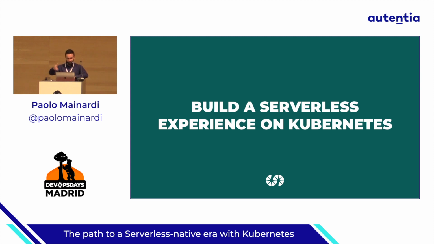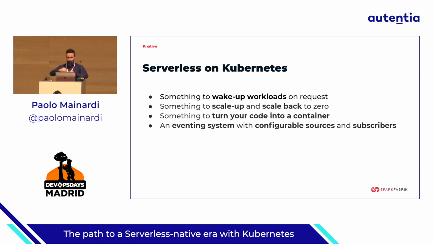So let's imagine that we want to build a serverless experience on Kubernetes. Let's see which parts we will need to implement if we want to do it by ourselves. We need something to wake up workloads on a request, so it works like functions, basically. We don't want something that is running all the time somewhere. We want to trigger an event and create the service just when we need it.